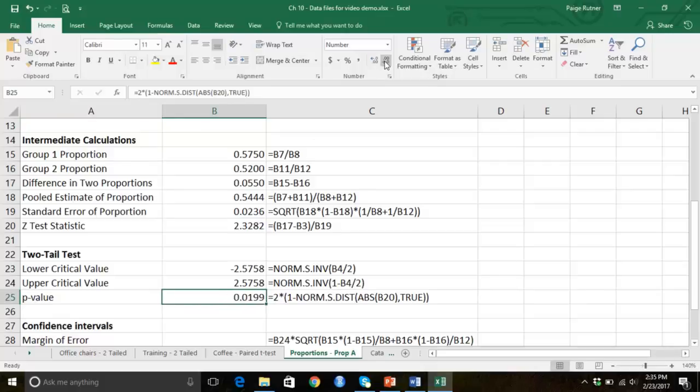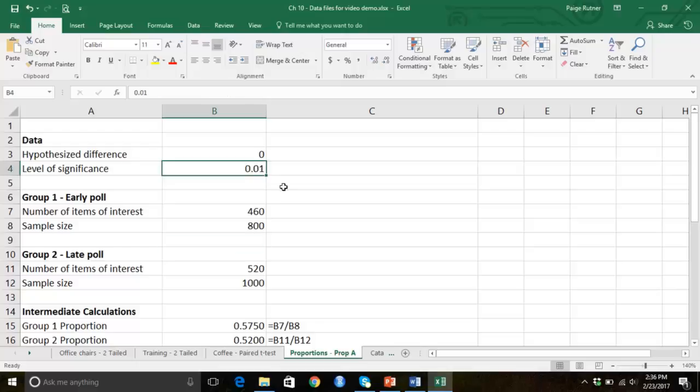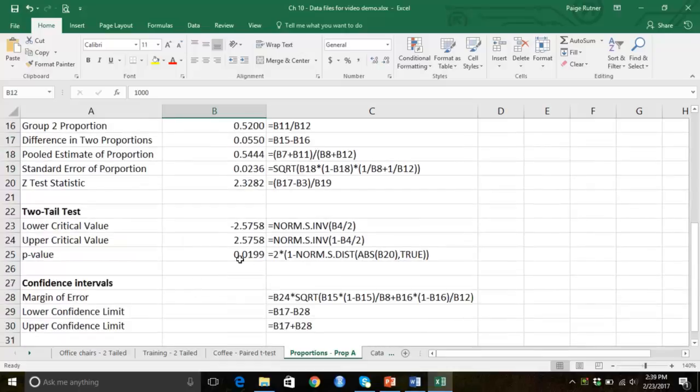I'm going to drop that back down to 4 decimal places, so 0.0199 is my p-value. Now, again, we can use that to make our rejection decision. So 0.0199 is not less than 0.01, and so that confirms my decision not to reject the null hypothesis. Okay, so we've done our p-value computation, and we've seen that that verifies the result that we got from the critical value test.